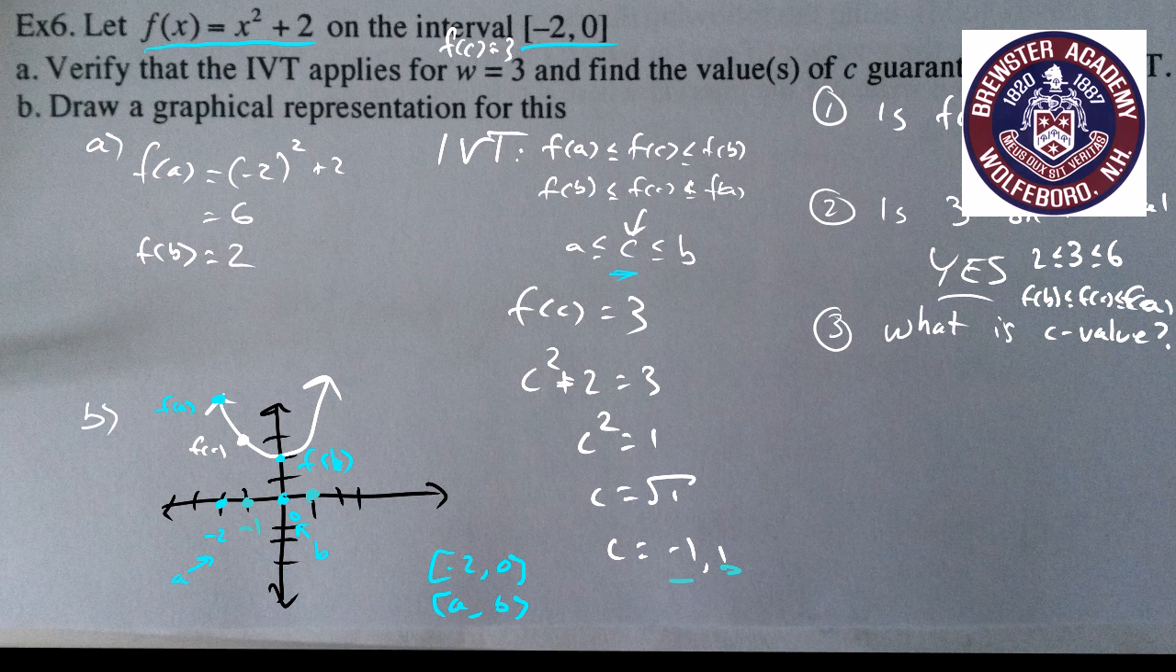So using the intermediate value theorem, we found that our function's value f of c is between our f of a and our f of b. Then we found our c value that's between our a and our b, and that c value is negative 1.